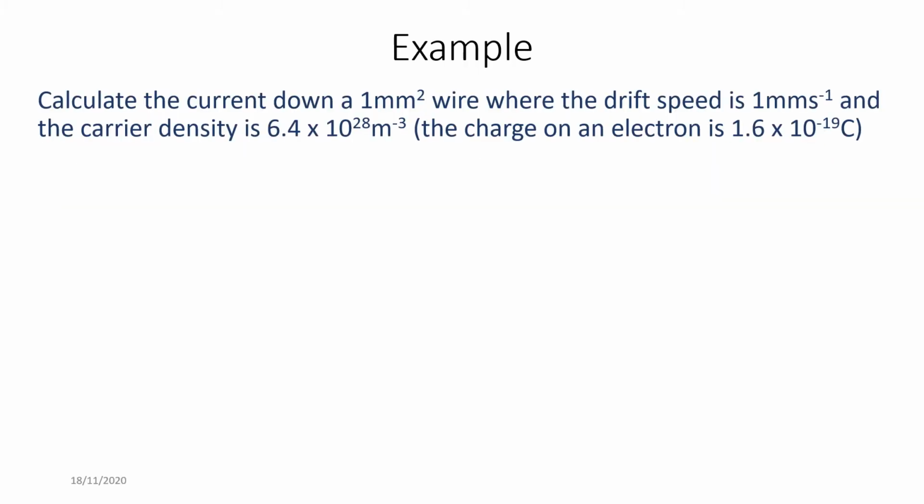Example: calculate the current down a 1 mm squared wire, that's the area, where the drift speed is 1 mm per second, and the carrier density n is 6.4 times 10 to the 28 per meter cubed. The charge on an electron is 1.6 times 10 to the minus 19 coulombs. Pause the video and see if you can do this.